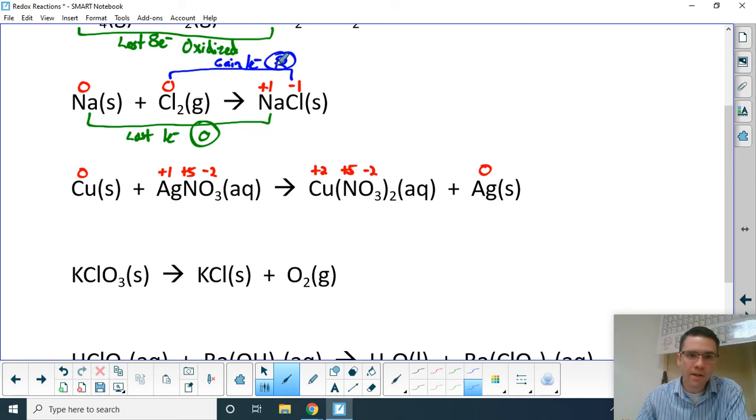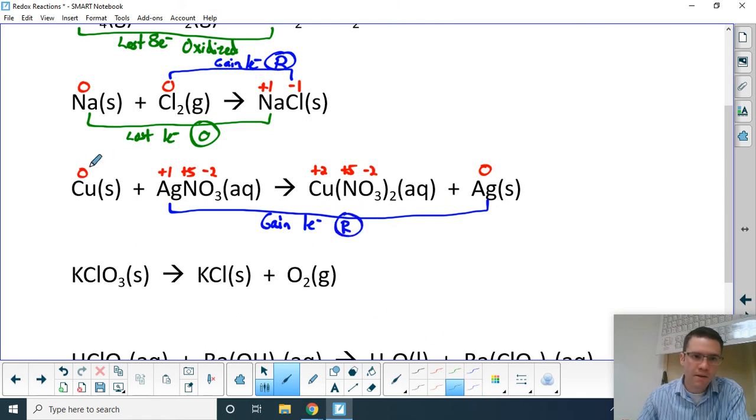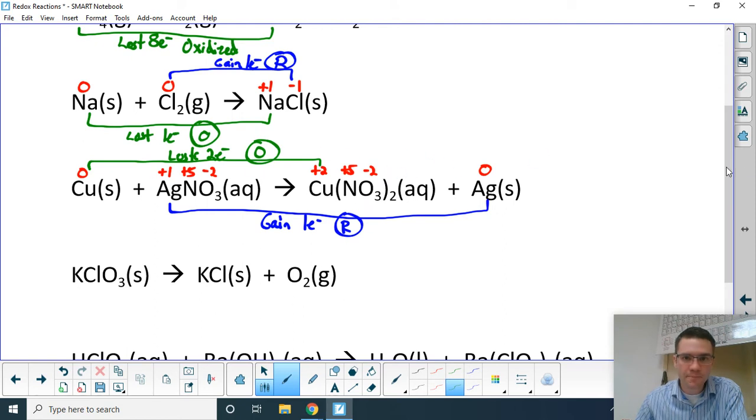Our blue is gaining electrons. So who gains electrons in this case? Silver does. It goes from a +1 to a 0. It gains 1 electron. And we would say that silver got reduced. So I'll put an R here and circle it. And then copper goes from a 0 to a +2. And so this lost 2 electrons. And we would say it's oxidized. This reaction's not balanced yet.